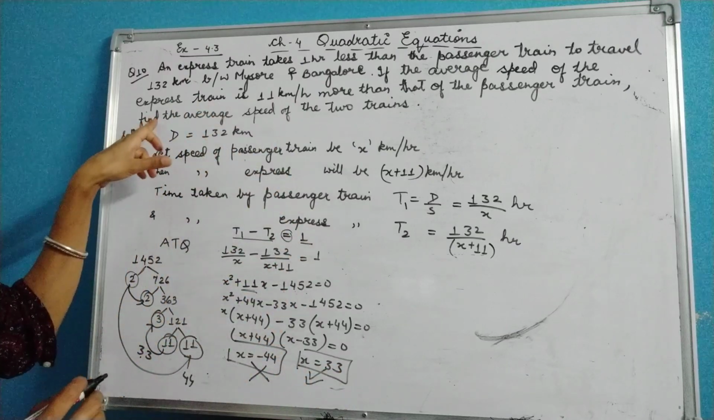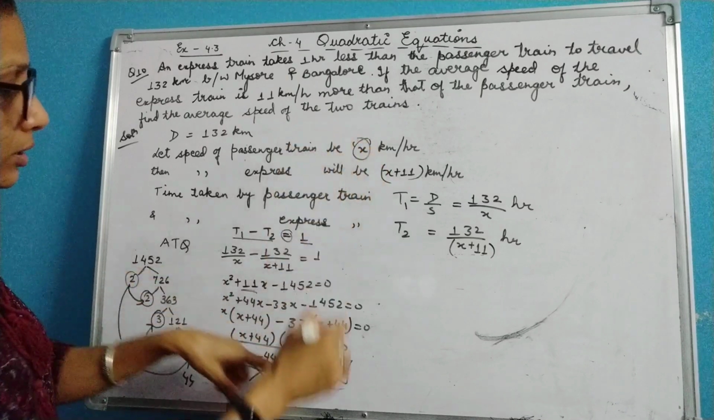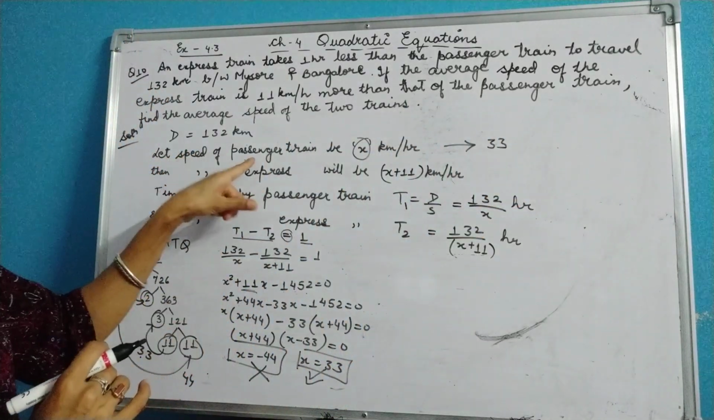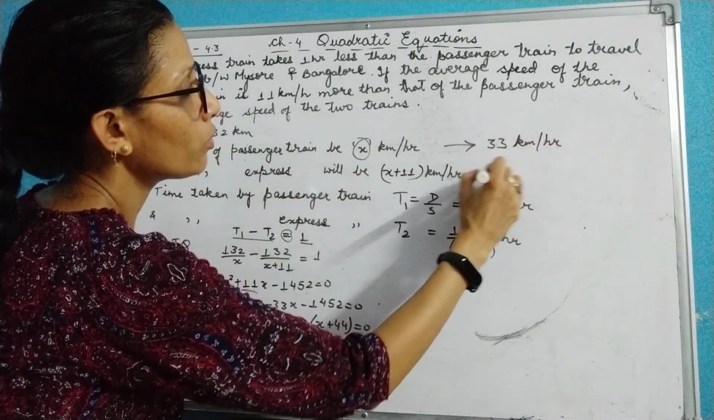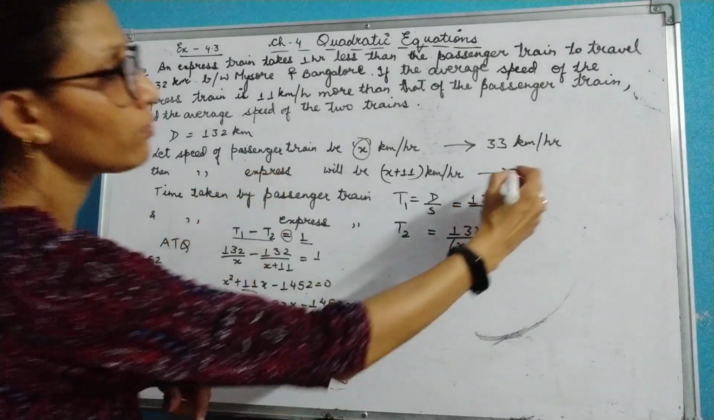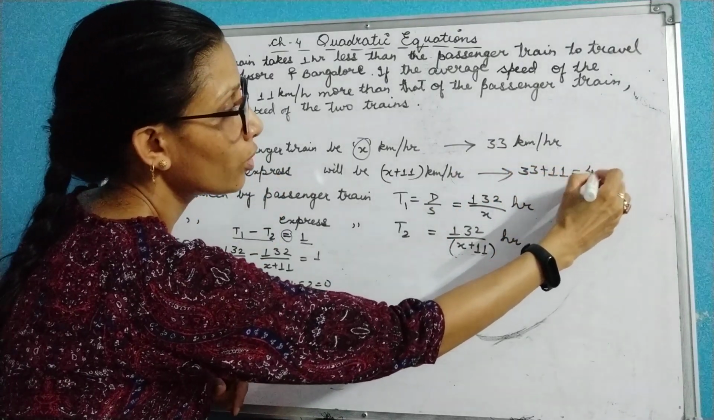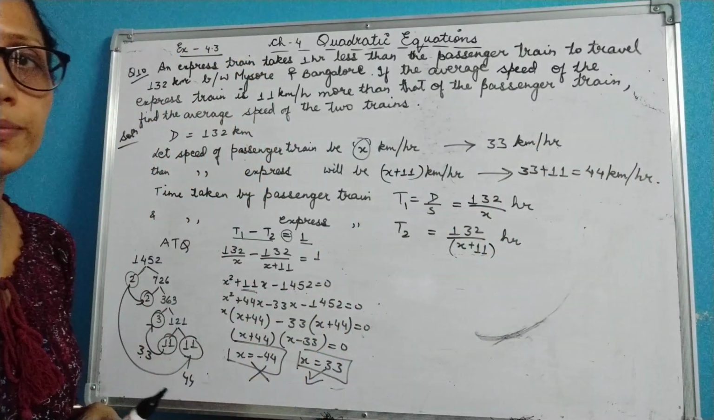Now here you need to find out the average speed of both the trains. So this x kilometers per hour, that means it is your 33. That means the speed of the passenger train is 33 kilometers per hour, and the speed of your express train will be x plus 11. That means 33 plus 11, which gives you 44 kilometers per hour. So this is your answer.